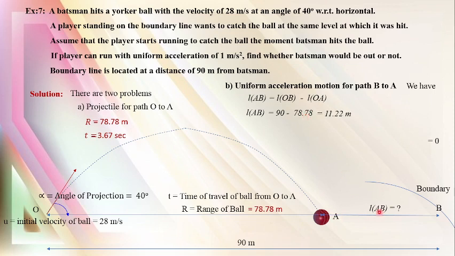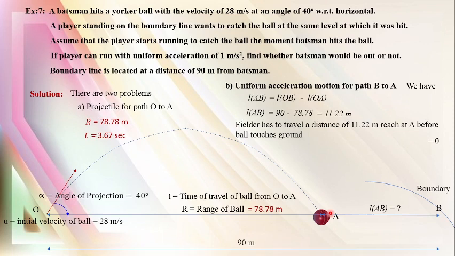So this distance the fielder has to travel within a particular time, then only he will be able to catch the ball in the air. So that time also we have to find out, how much time the fielder is going to take to reach point A. So let us have that. The fielder has to travel a distance of 11.22 meter to reach A before the ball touches the ground.